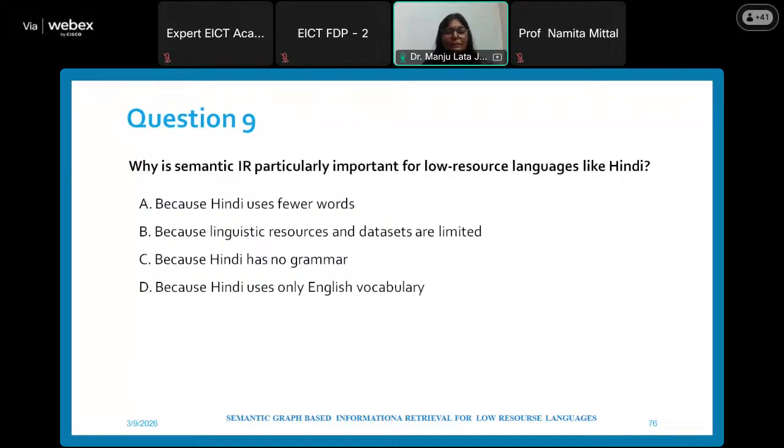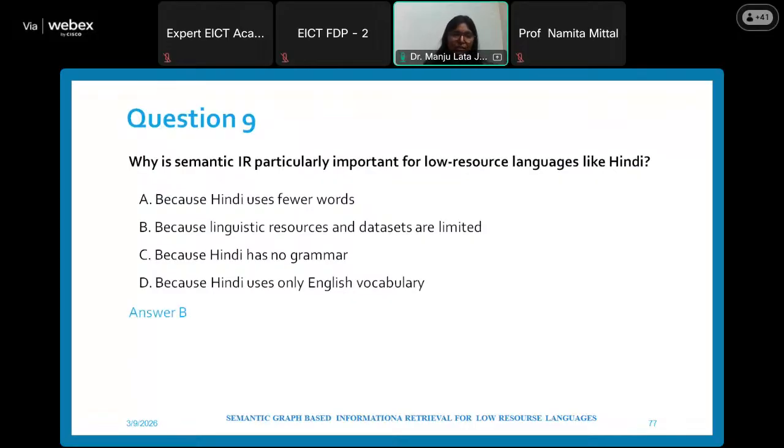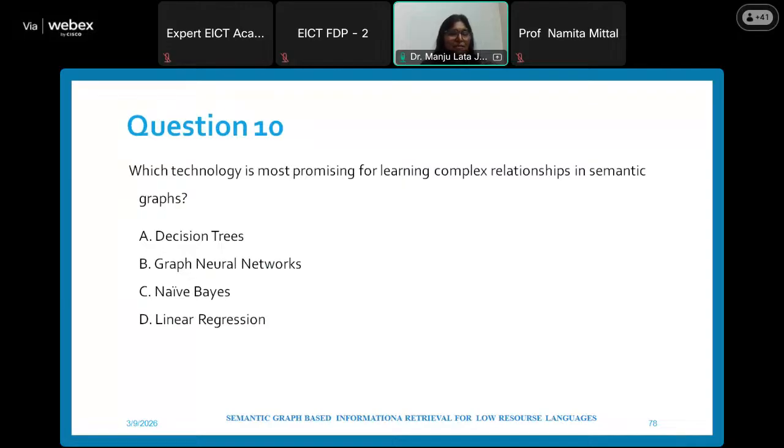Next is semantic IR for low-resource languages, and definitely the answer is B, because linguistic resources and datasets are very limited for low-resource languages. The last question for this session is, which technology is most promising for learning complex relationships in semantic graphs? Decision tree, graph neural networks, naive Bayes, or linear regression. As per today's discussion, GNN, that is graph neural networks, are the most promising and emerging techniques.